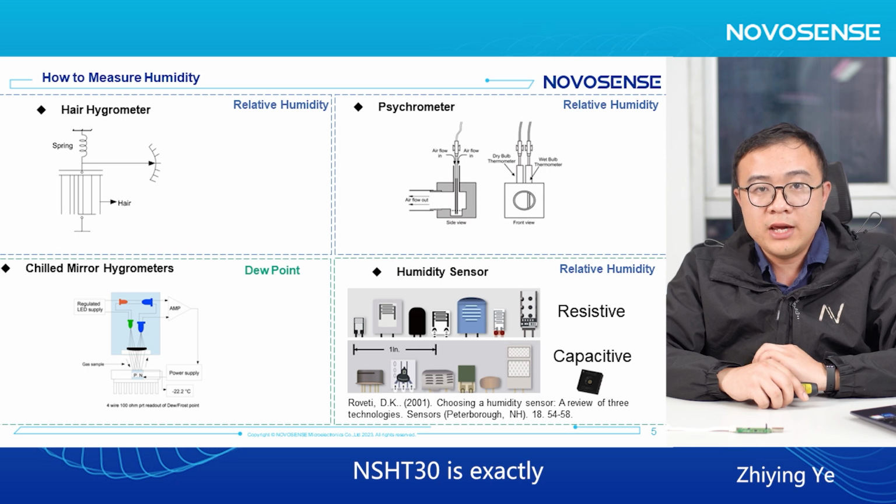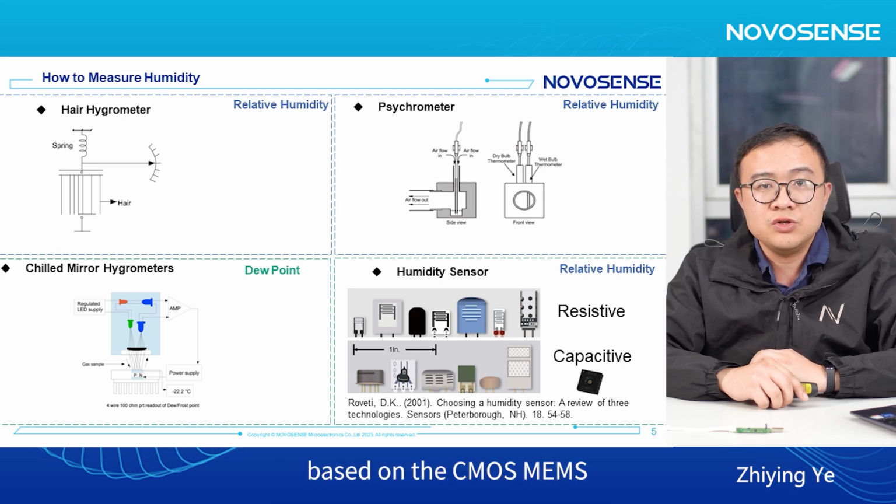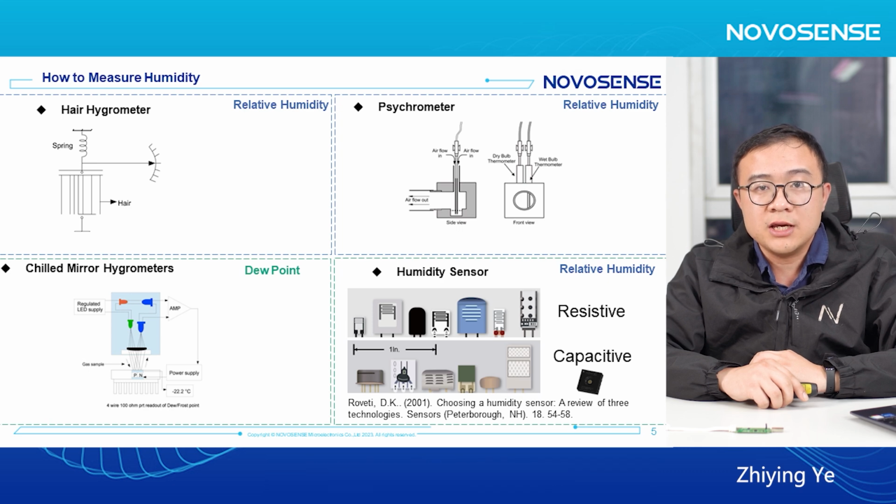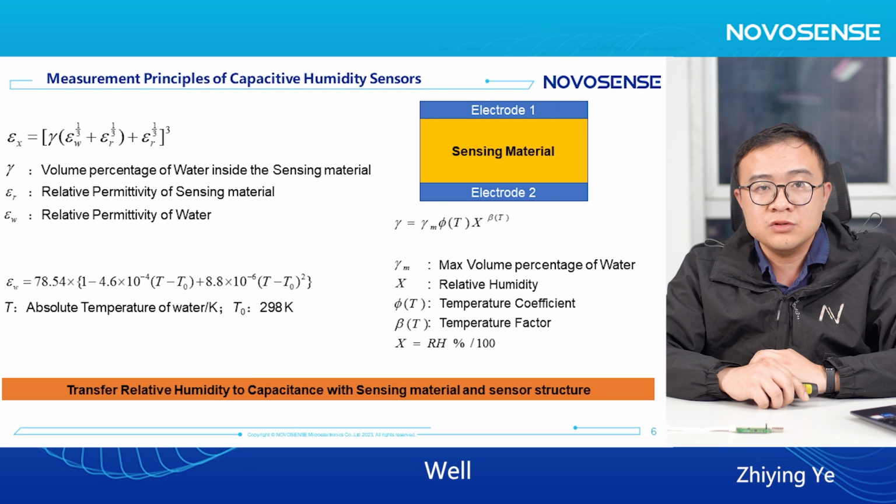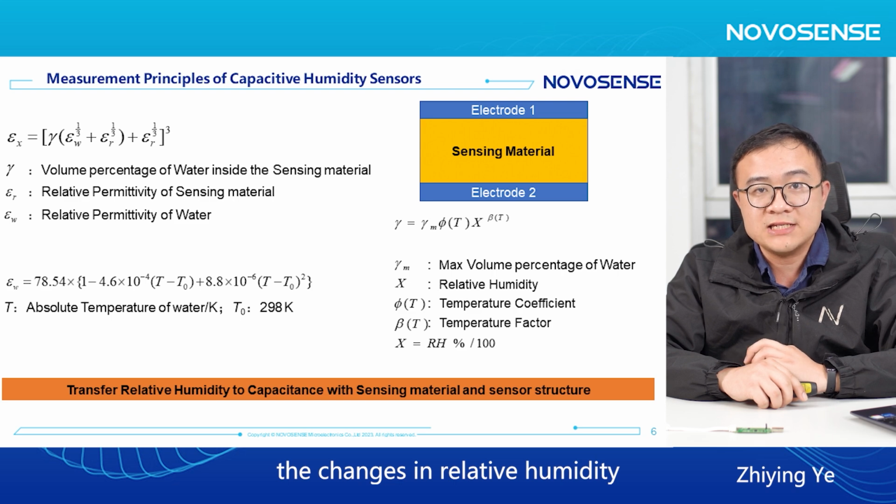NSHT30 is exactly an integrated temperature and humidity sensor based on the CMOS MEMS integrated technology. Its measurement principle is still capacitive. Well, what is capacitive measurement? In essence, the sensing material after absorbing water vapor will cause a change in its dielectric constant. By building a material-based capacitor, it is possible to measure the capacitance, thereby determining the changes in relative humidity.